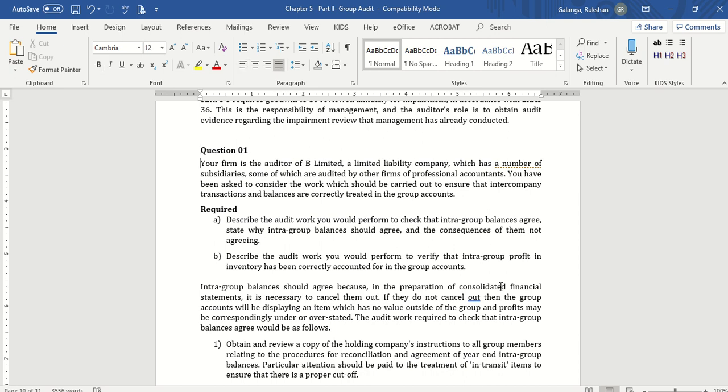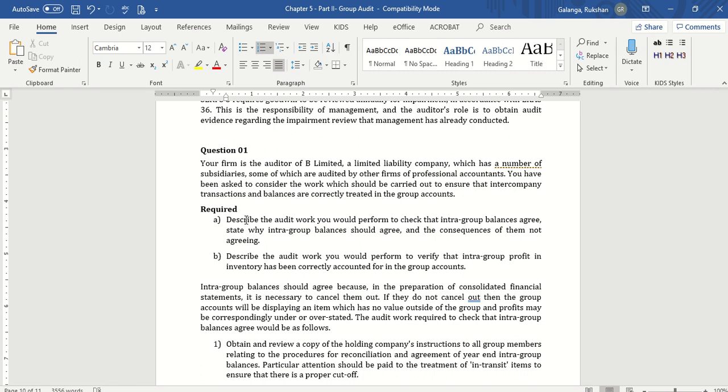Question number 1. Your firm is the auditor of B Limited, a limited liability company which has a number of subsidiaries, some of which are audited by other firms of professional accountants. You have been asked to consider the work which should be carried out to ensure the intercompany transactions and balances are correctly treated in the group accounts, right? There may be intercompany receivable and payable balances. Describe the audit work you would perform to check the intergroup balances agree. State why intergroup balances should agree and the consequence of them not agreeing.